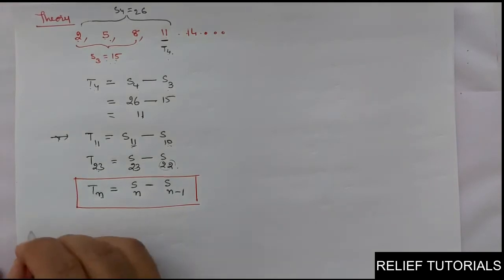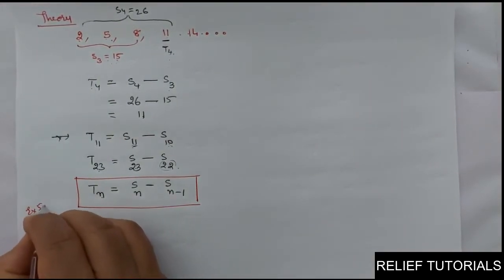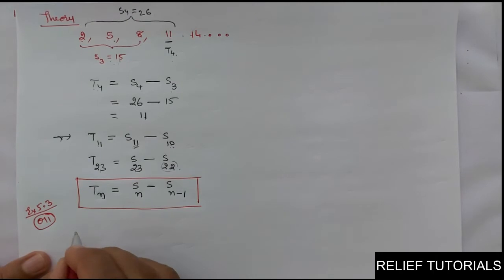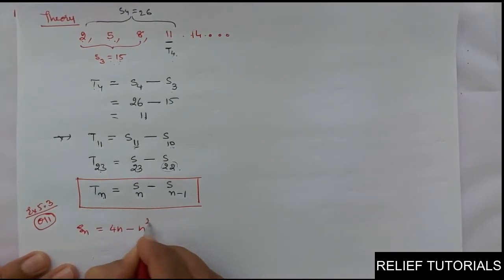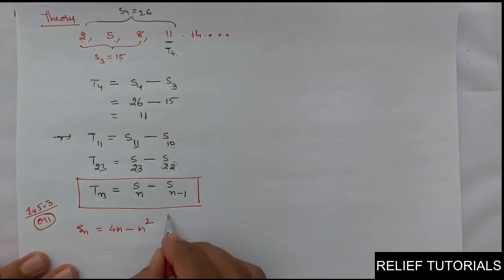Now, we will discuss problem number 11. Question number 11. Very important. Exercise 5.3. So what is it here? If the sum of the first n terms of an AP is Sn equal to 4n minus n square. This is given. The sum of n terms of an AP is this. Then what is the first term? Then you have to find what the first term is. That is T1 equal to question mark.